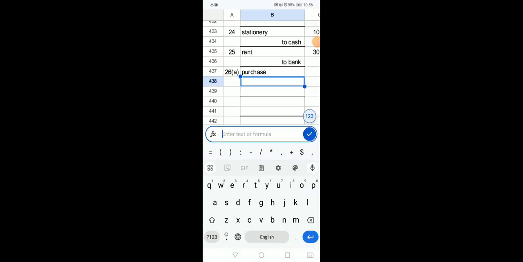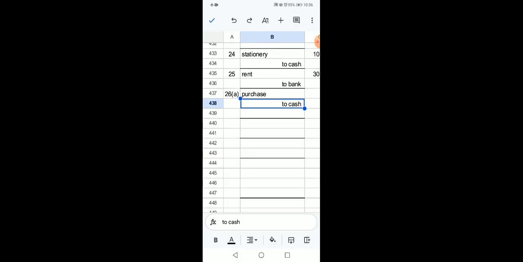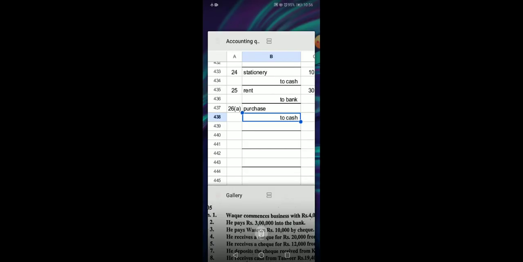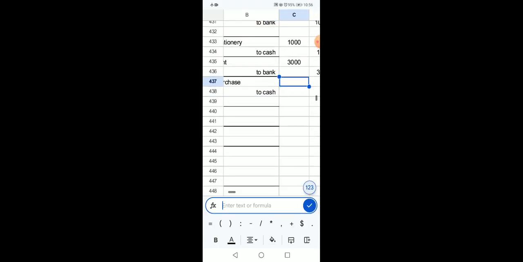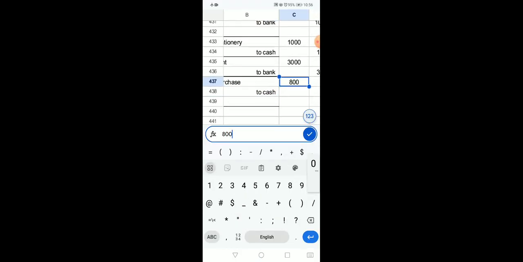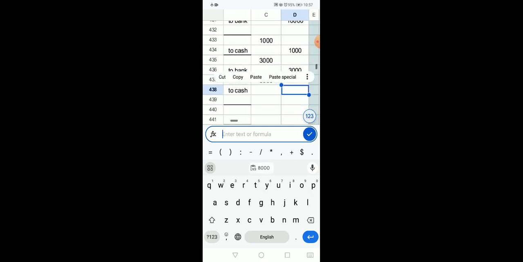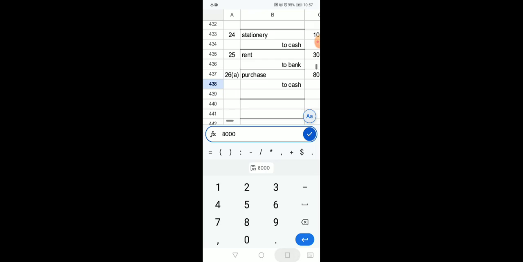Now, you have paid the cash. He purchased goods for cash. Cash is going out, means cash in hand is decreasing. Cash in hand is your asset. Asset is decreasing. Decrease in asset should be credited, so you will mention the name of cash on credit side. Let's see how much amount is for this transaction. It is 8000, so you will put 8000 over here. Same amount you are going to write on your credit side, which is 8000. Entry number 26A is completed.